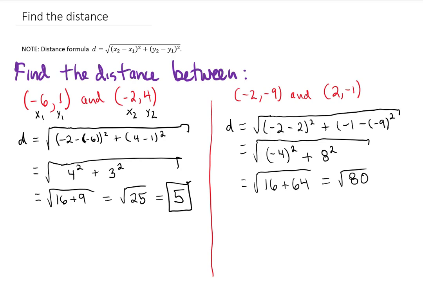Okay, and this one can be simplified, so let's take a moment to simplify it down a bit. Remember, 80 is actually 16 times 5, and 16 is itself a perfect square of 4 times 4. So radical 80, sorry, simplified would be 4 times the square root of 5. So that would be our final answer for the distance between those second 2 points.